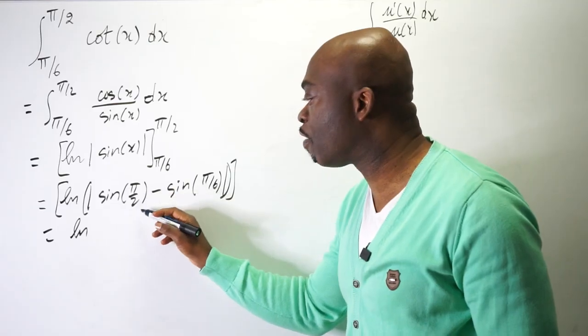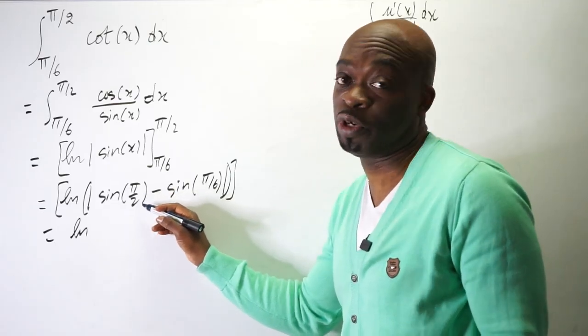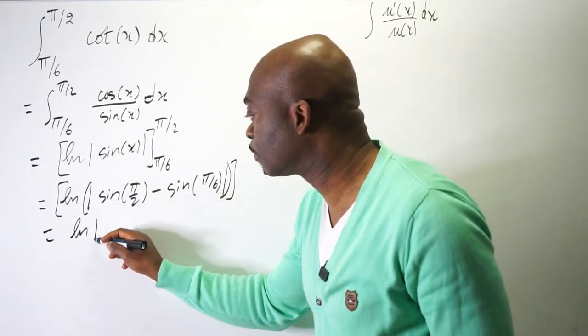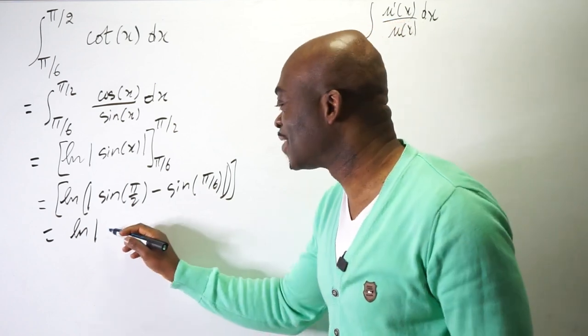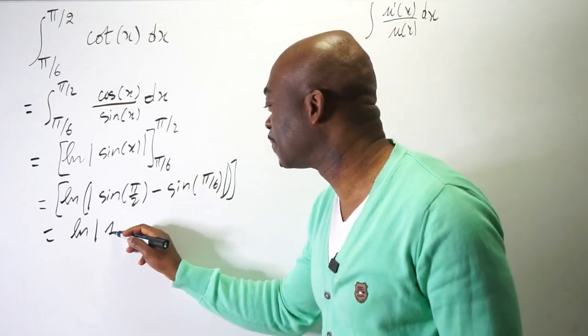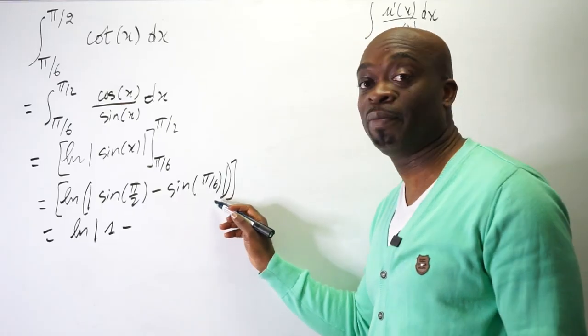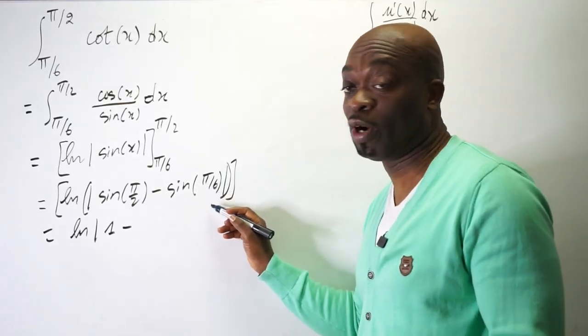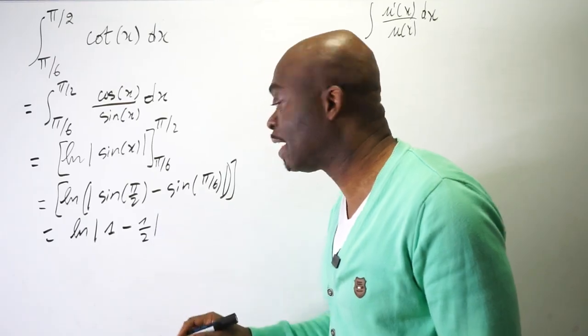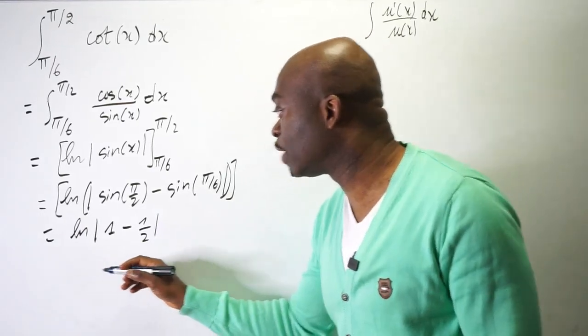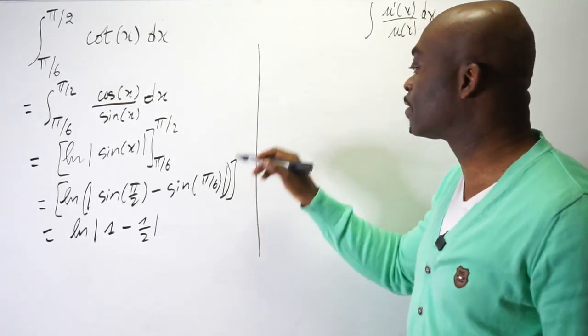So let's go. Sine pi over 2 is what? Sine pi over 2 we all know is 1. At least some of us know, right? And I hope you know too. So that is equal to 1 minus, what is the sine of pi over 6? That is equal to 1 over 2. Now you need to know these things, right? That makes life a lot easier. So let's keep going.